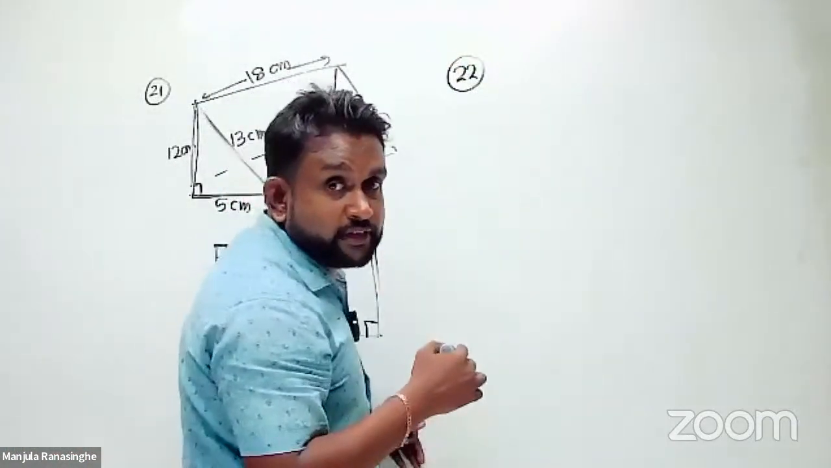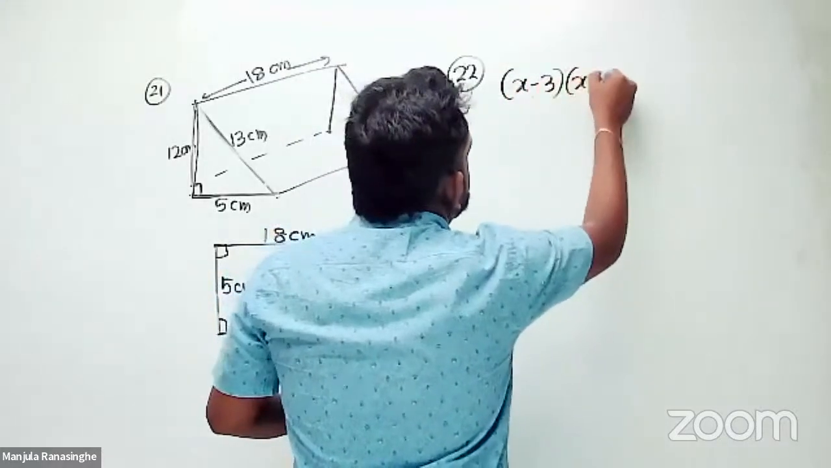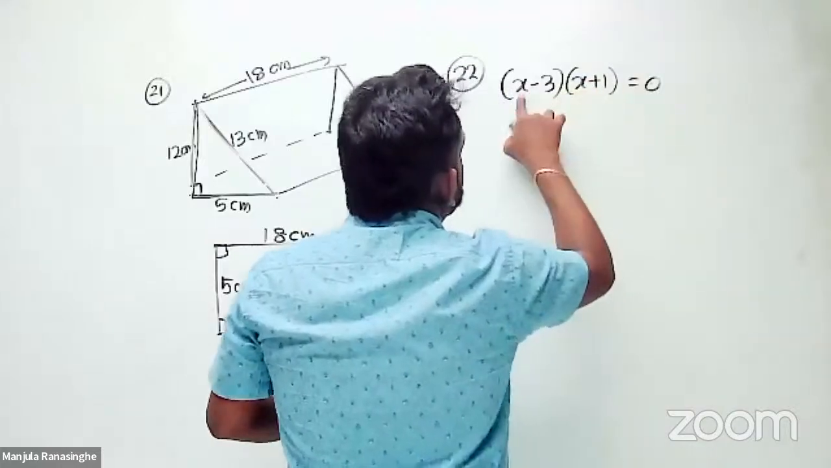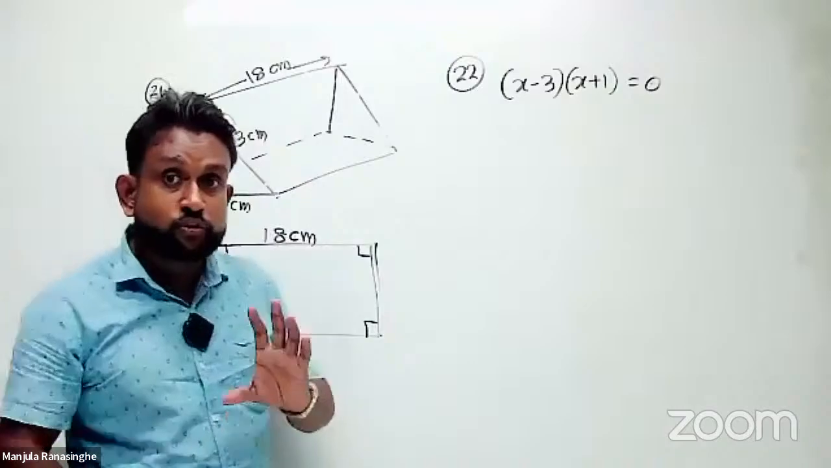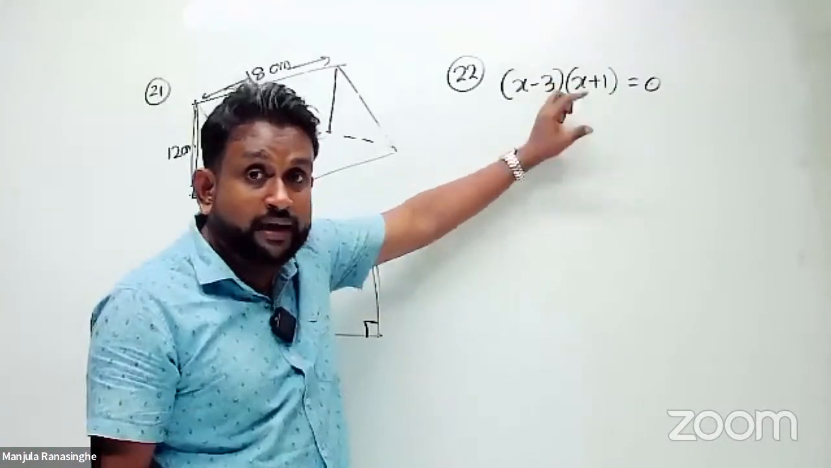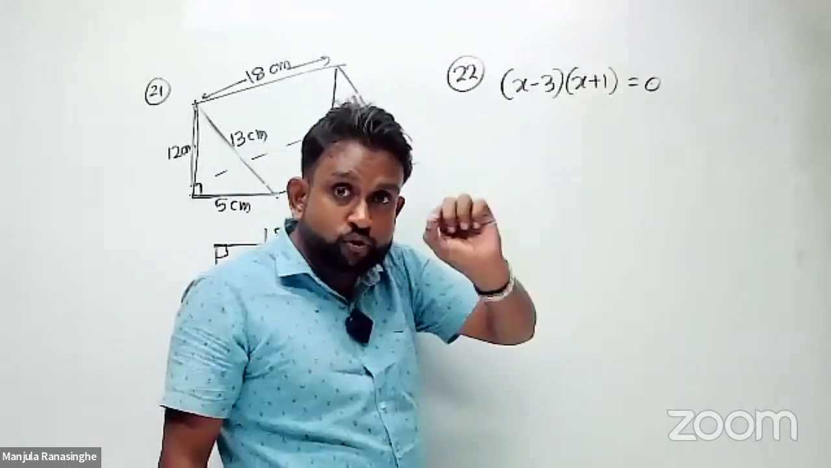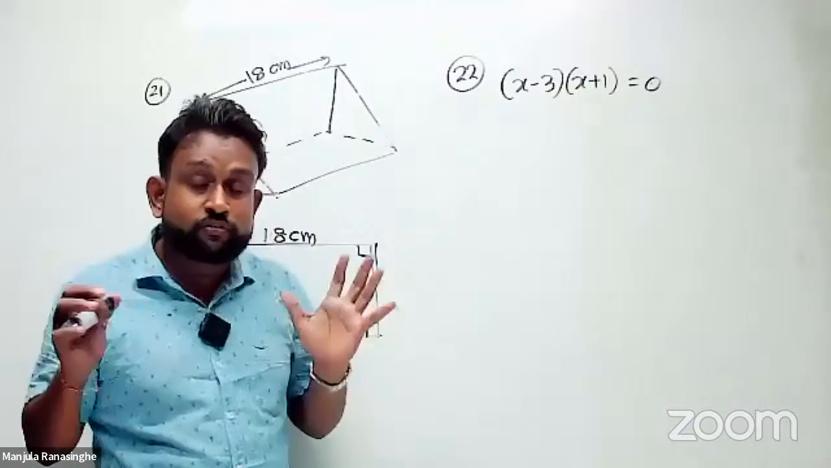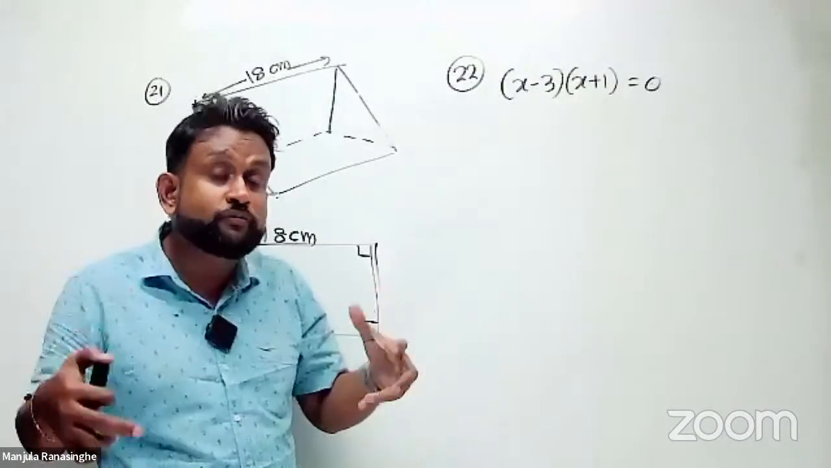Right now you can see (x - 3)(x + 1) = 0. Two factors whose product equals 0. Then you know that at least one factor must equal 0. Why? A product equal to 0 means one value becomes 0. That's the law of mathematics. Otherwise, we cannot make 0 with the product.